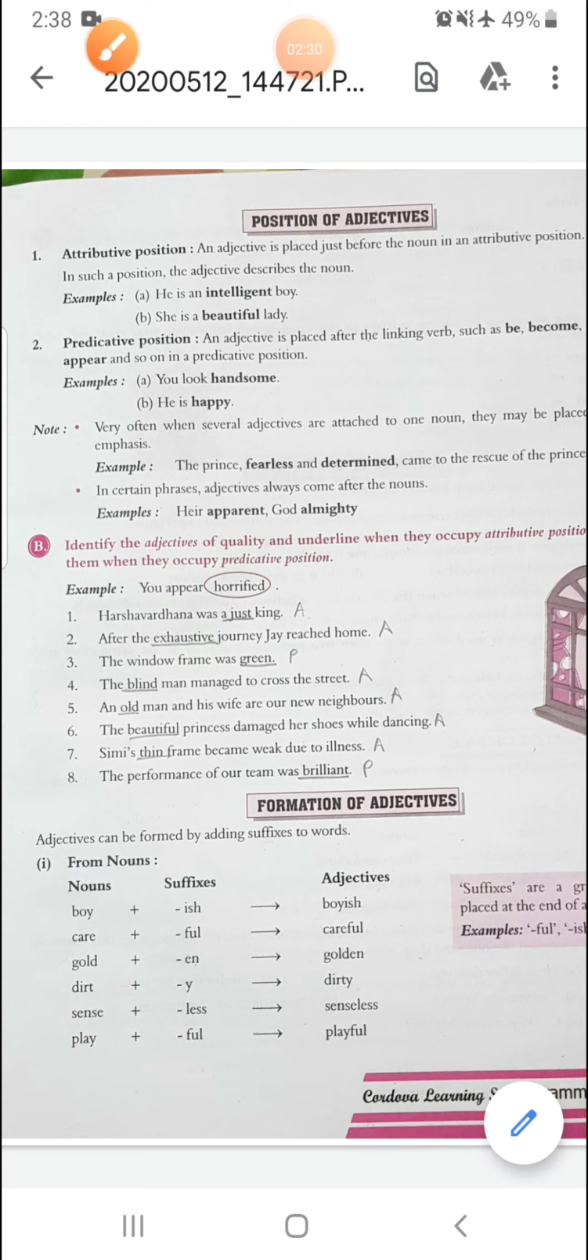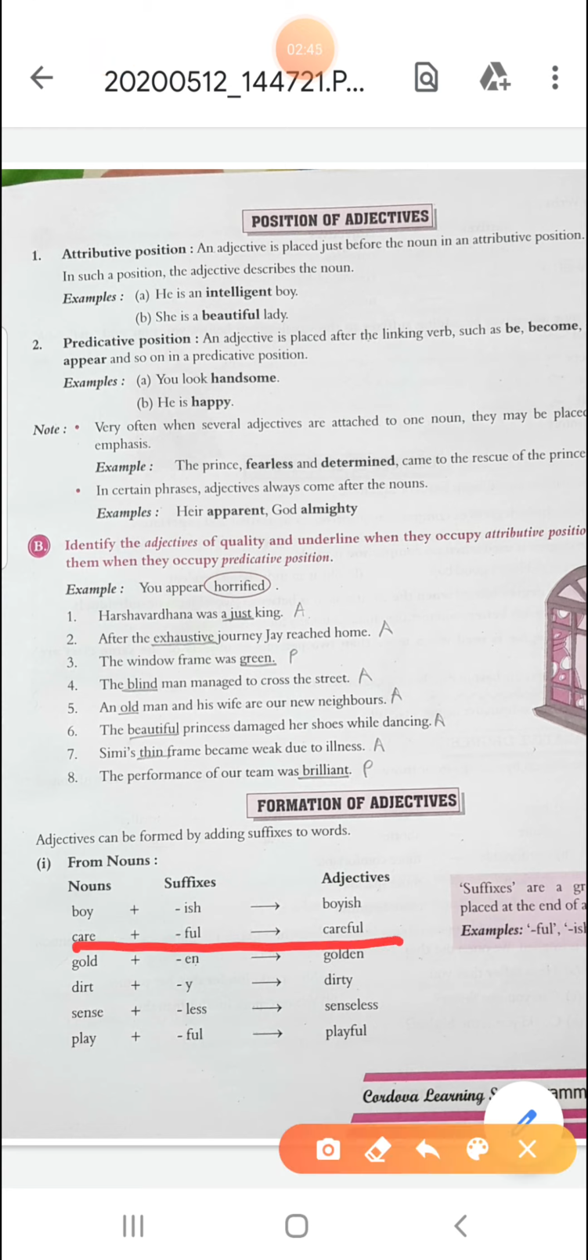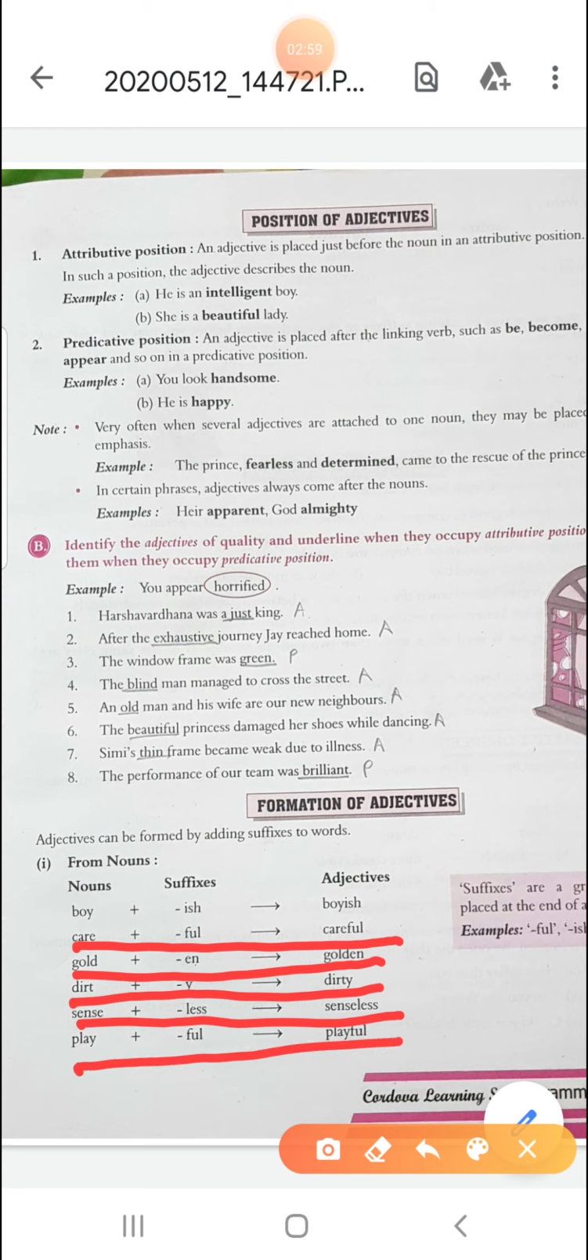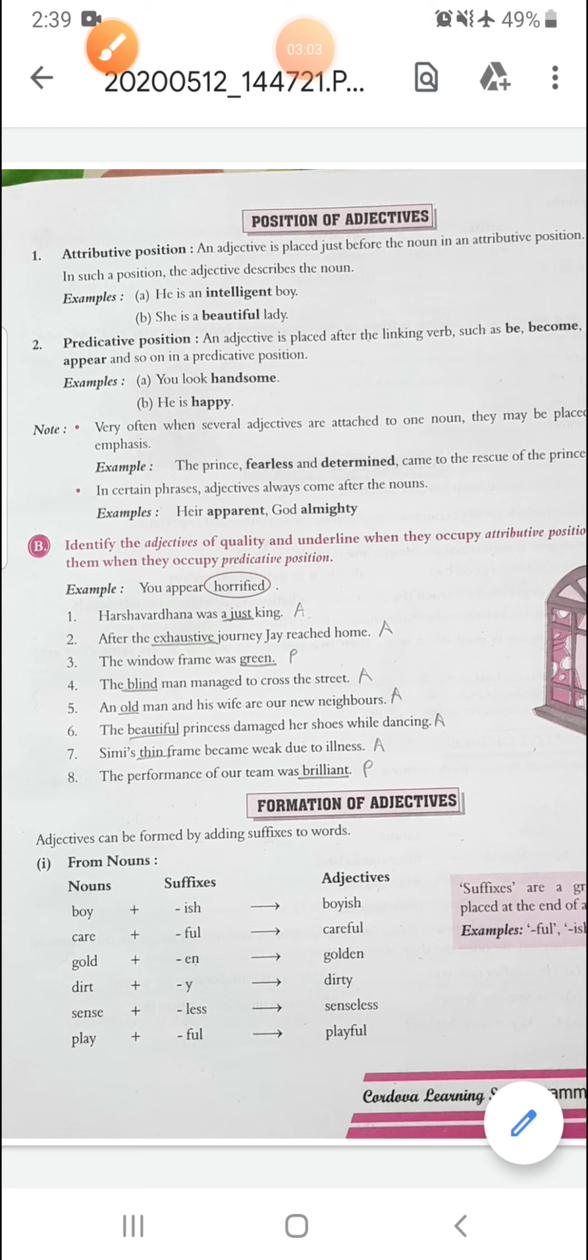Nouns such as boy, if we add ish suffix, it becomes boyish. If we add full to care, it becomes careful. Then if we add n to gold, it becomes golden. Y to dirt becomes dirty. Less to sense becomes senseless, and full to play becomes playful. So in this way, we can add suffix to these nouns to make adjectives. I hope this much is clear.